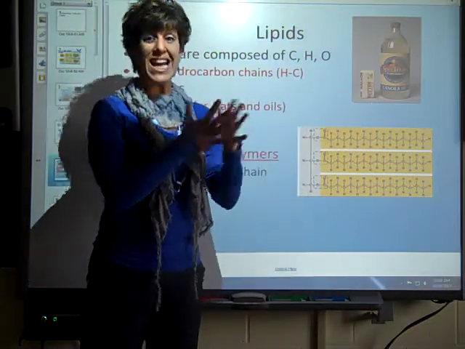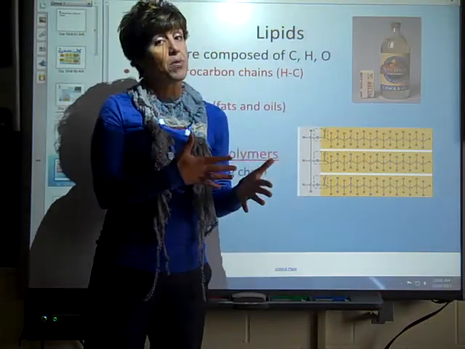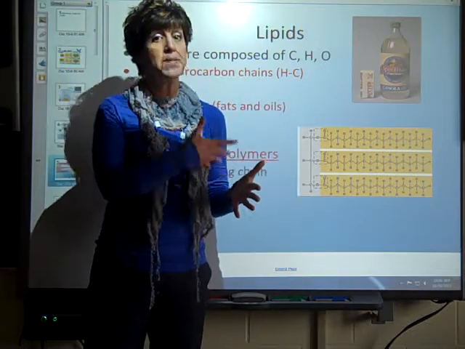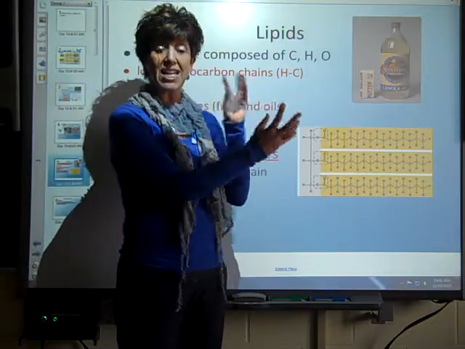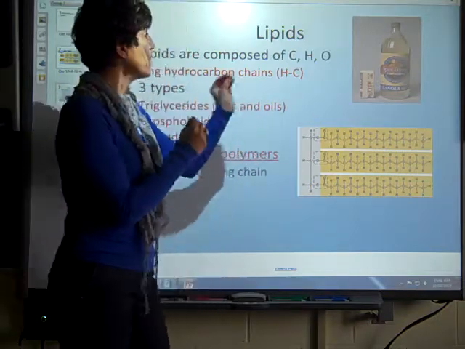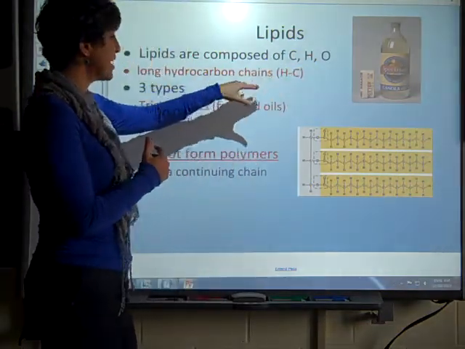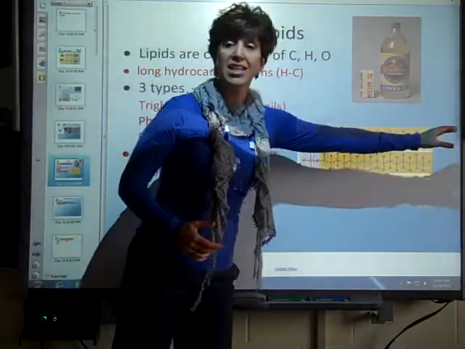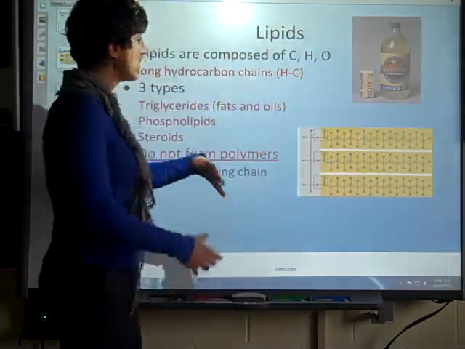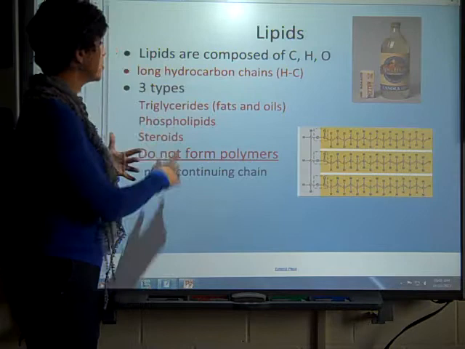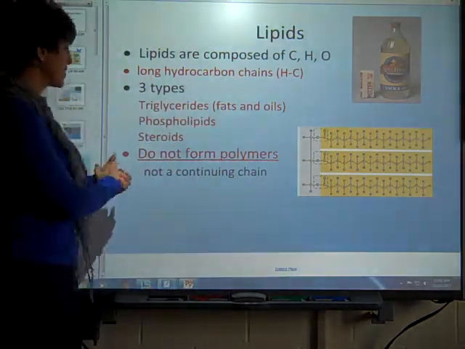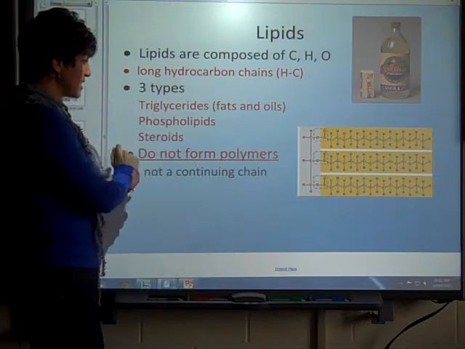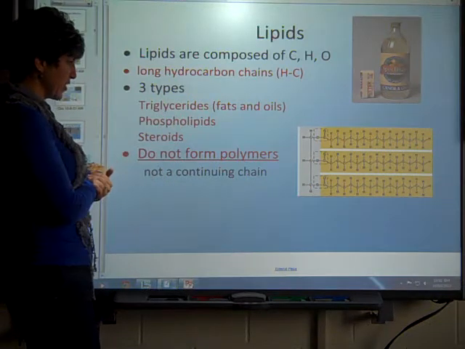So for example, a fatty acid, I hope you remember back we talked a little bit about functional groups. An acid has a carboxyl group at the end of it, and that has 2 oxygens. So very few oxygens compared to carbons and hydrogens. Most of the chain is just C's. Lipids tend to be long carbon chains, long hydrocarbon chains. There are 3 types that we're going to talk about today: triglycerides, phospholipids, and steroids.